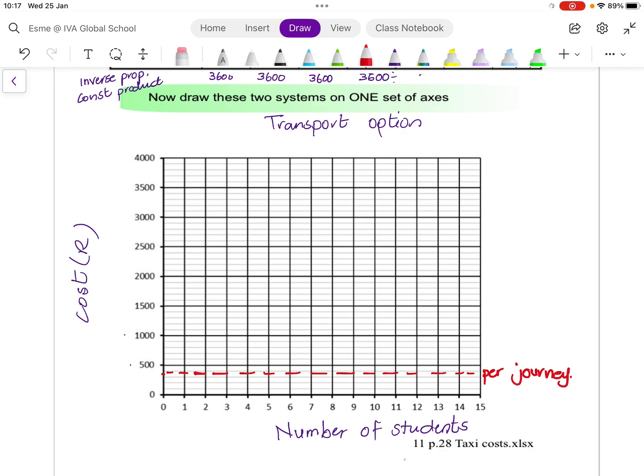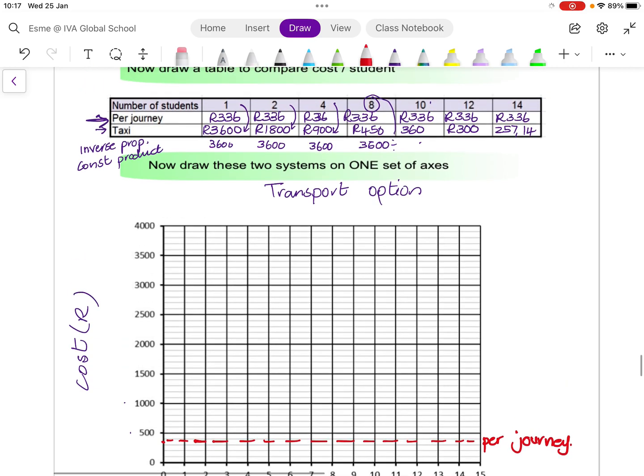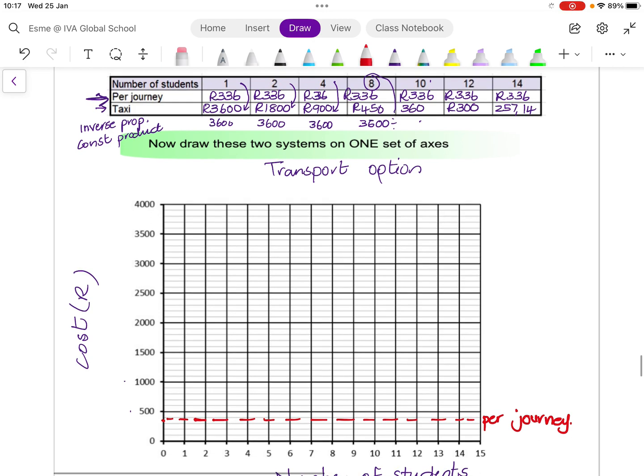And it's for the month. You have to label your graphs. The next one, I am plotting one student must pay 3,600. Right, so let's use a different color. 3,000, so one student, so I follow my line up till I get to 3,600. 3,000, 1, 2, 3, okay, 3,600 would be there.